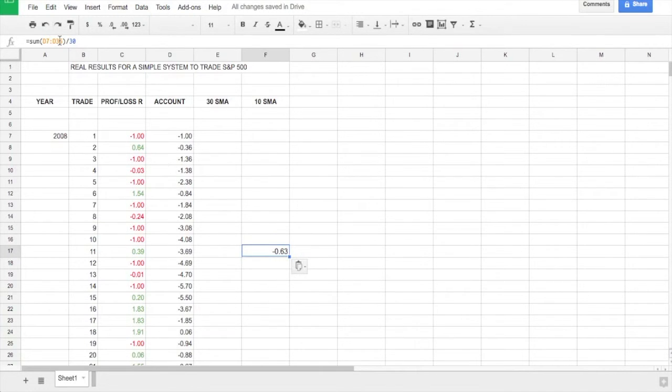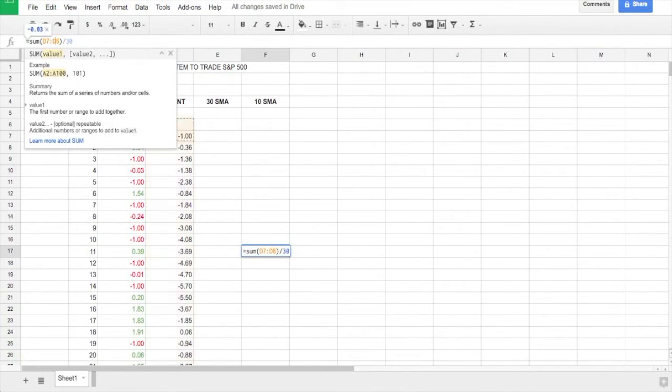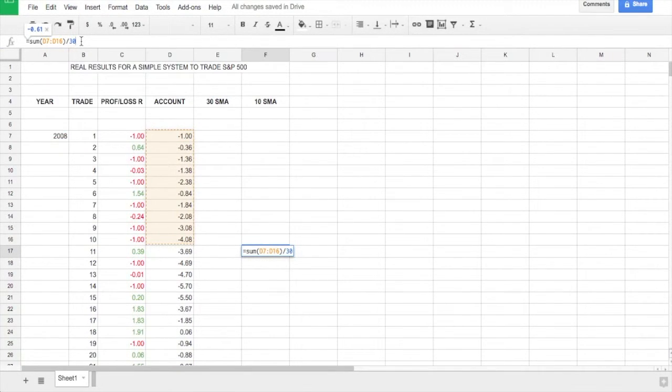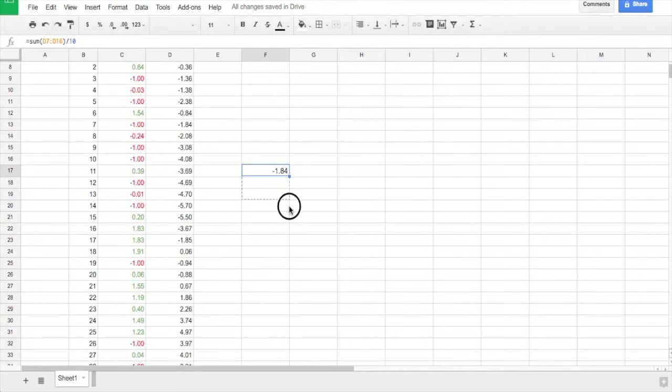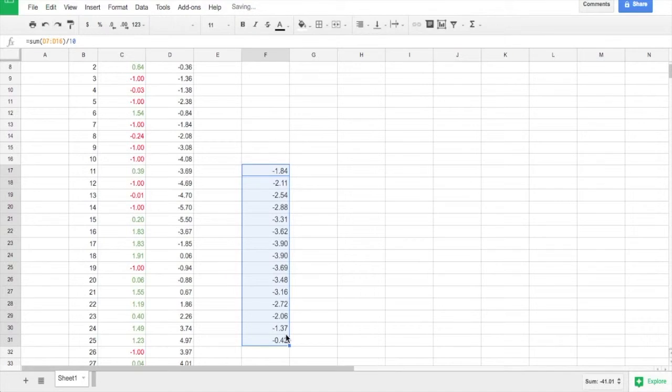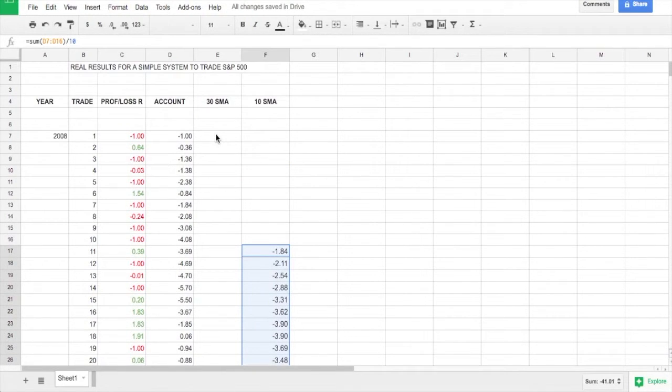So I'm going to adjust that to D16, and then we don't want to be divided by 30, we want to be divided by 10. Put that in, and that's the start of the 10 period moving average. Again, if we just drag like that, that will drag down and fill down, moving that starting point and end point as it goes. So that's quite simple.